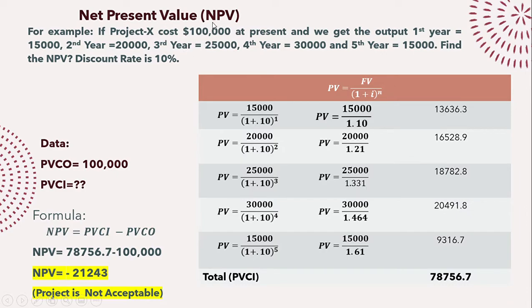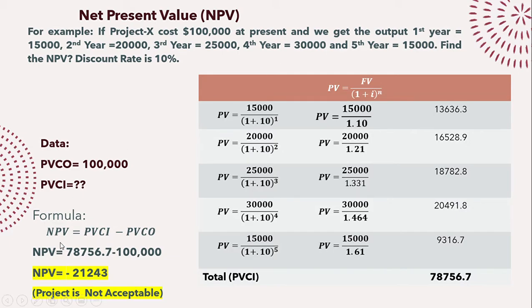The project costs $1 lakh. What is the output and yield? First year 15,000, second year 20,000, total 35,000, third year 25,000, total 60,000, then 90,000, and finally 1 lakh 5,000. Here we are going to invest 1 lakh and we are getting a return of 1 lakh 5,000 in 5 years. Find the NPV. If we have an NPV of 0 or plus, then the project will be acceptable.